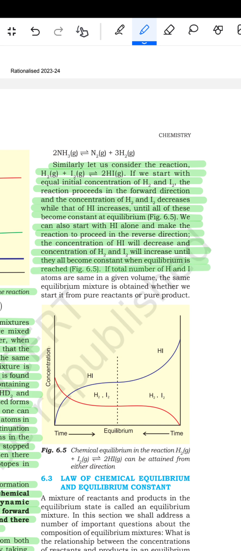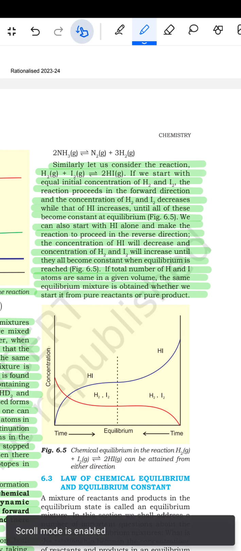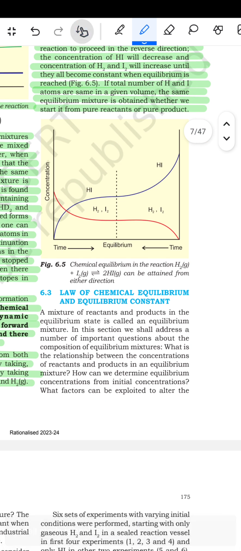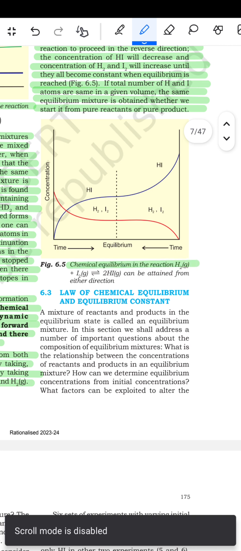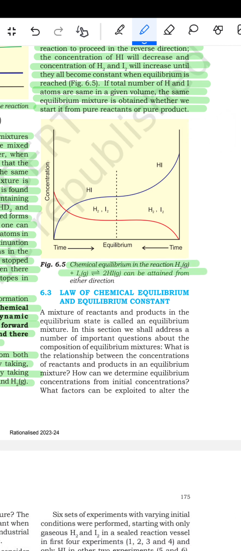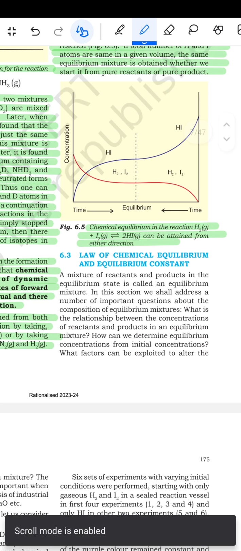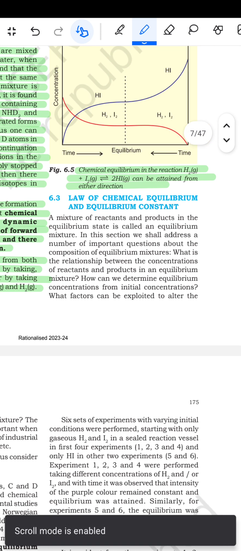If the total number of H and I atoms are the same in the given volume, the same equilibrium mixture is obtained whether we start from the pure reactants or the pure products. तो यहाँ पर दिए हुए chemical equilibrium in the reaction H2 + I2 ⇌ 2HI can be attained from either direction से. अब बात करते हैं law of chemical equilibrium and the equilibrium constant.